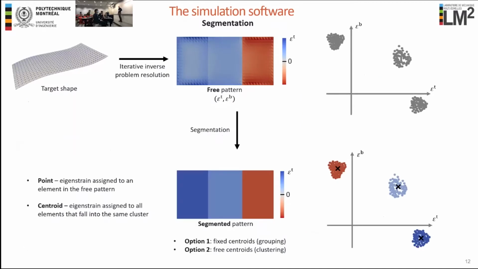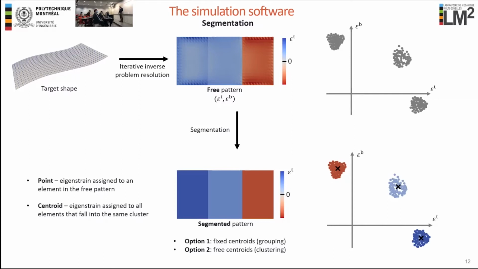So in this context, we'll talk about our segmentation strategy. Let us consider a somewhat simpler target shape, a nice wavy target shape that we see here. Our iterative algorithm provides us with a free pattern that we see in the center. There is a certain amount of eigenstrain prescribed to each element, but as we can see in this picture, the colors of this pattern are somewhat non-uniform, meaning that each element is prescribed a slightly different eigenstrain.